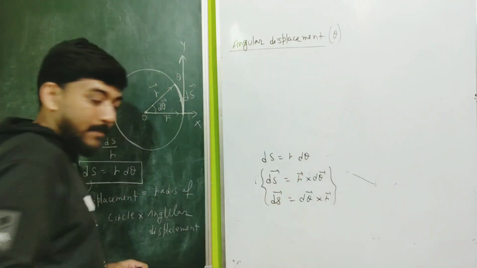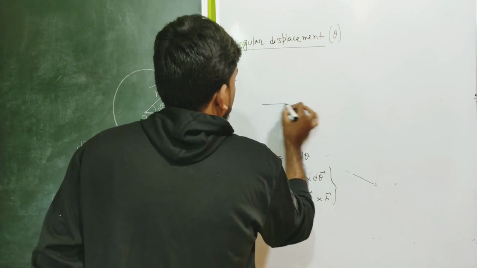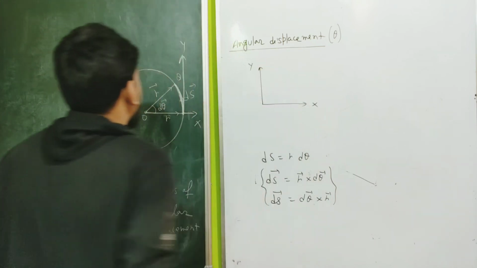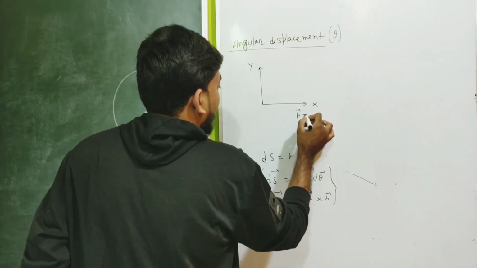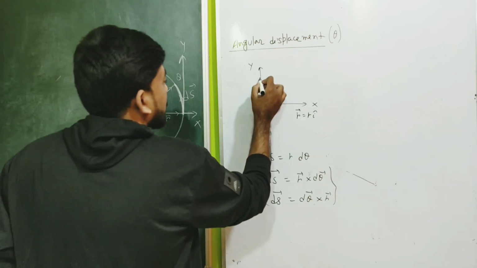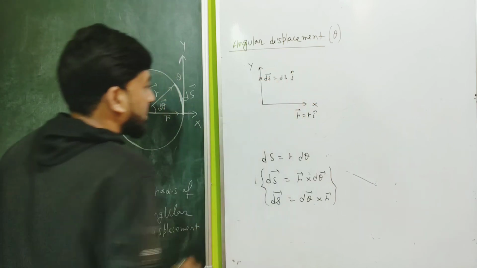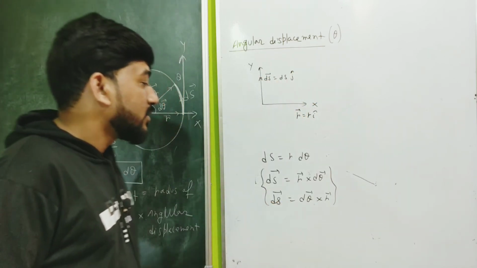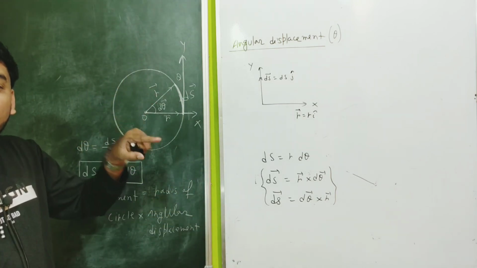So please see, always you have to understand the thing by using the unit vector. This is x and this is y. So obviously along r, this is i cap. So r can be written as r i cap, obviously, and ds can be written as ds j cap. Now here is d theta. So d theta will obviously be either along k cap or along minus k cap.